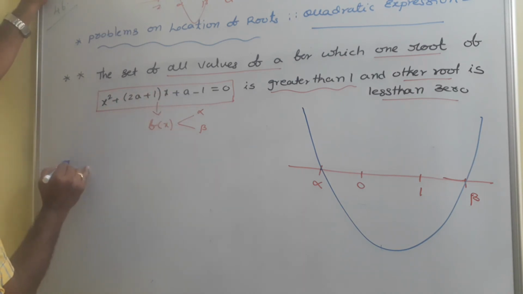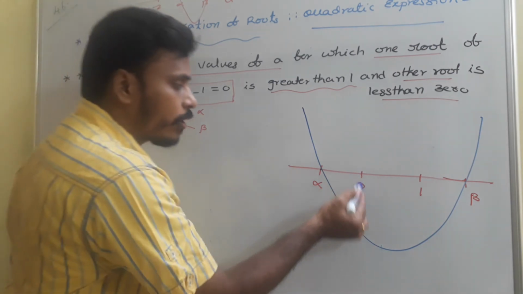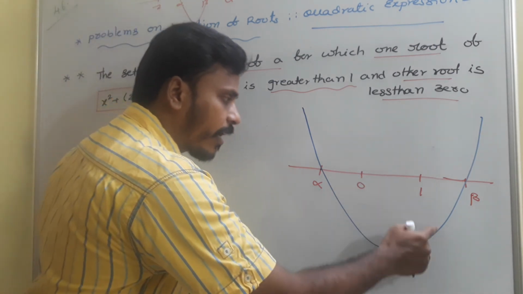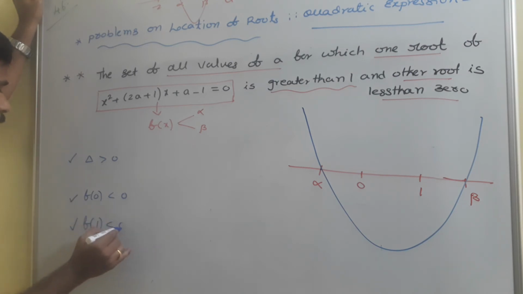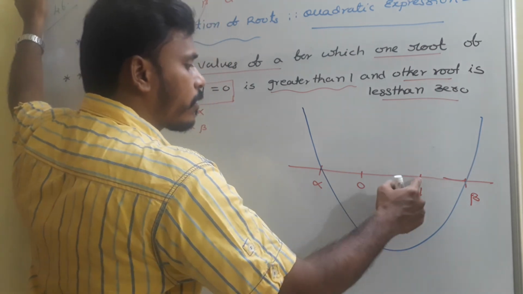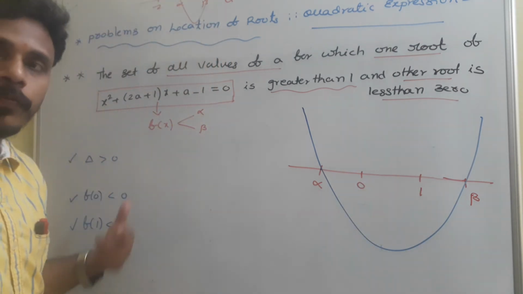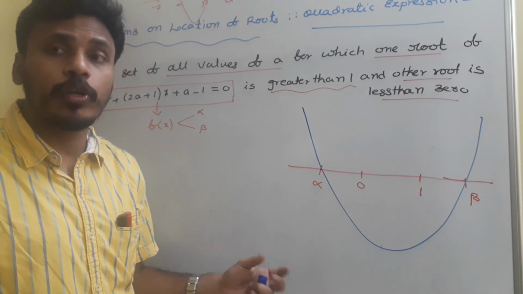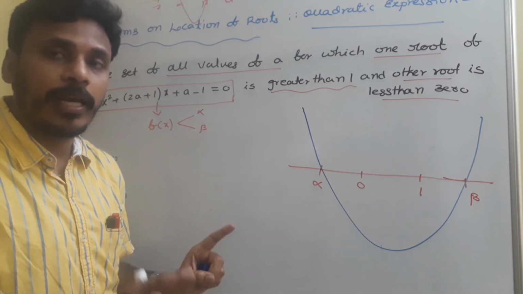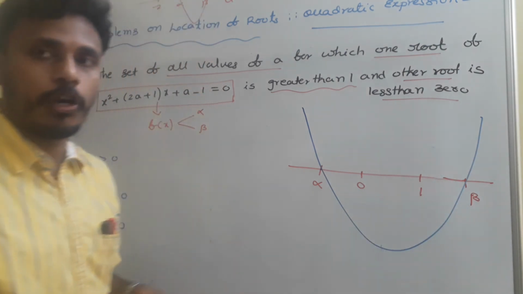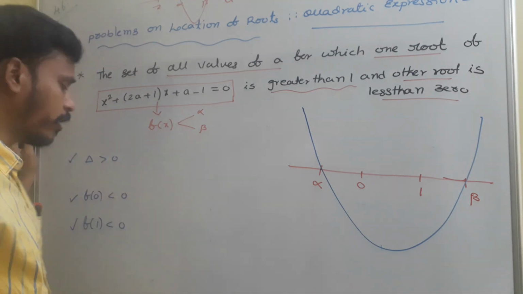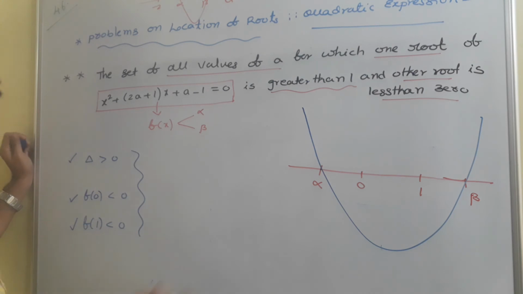Since the equation has two roots, one condition is that delta is greater than 0. The other thing: at 0 the graph is below the x-axis, and at 1 again the graph is below the x-axis, so f of 0 is less than 0 as well as f of 1 is less than 0. So f of 0 and f of 1 are negative. We are not sure about minus b by 2a. Minus b by 2a is in between alpha and beta, but maybe in between 0 and 1, maybe outside of that, so that is not a condition for this problem. So in the end we have only these three conditions from the problem.